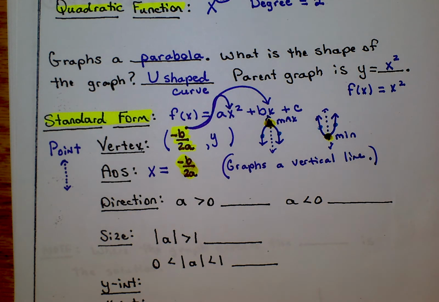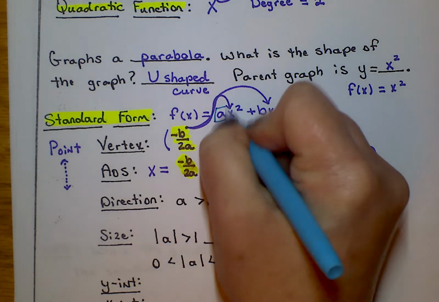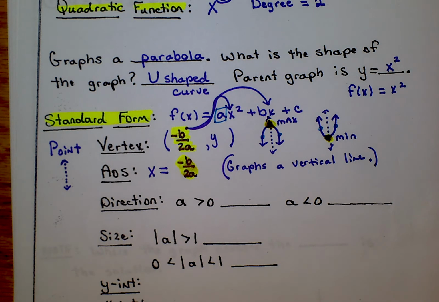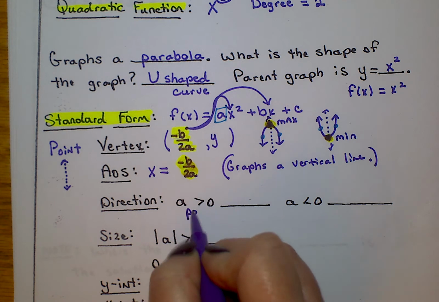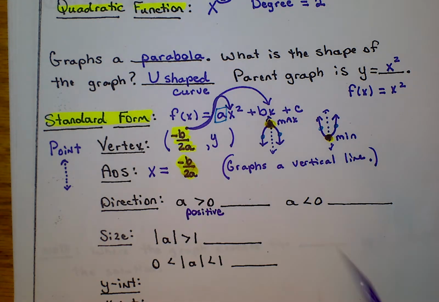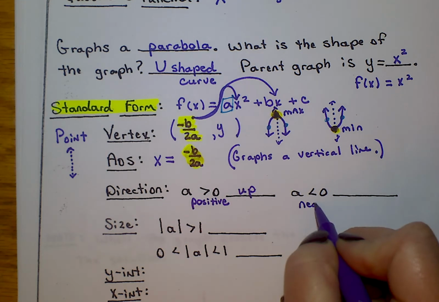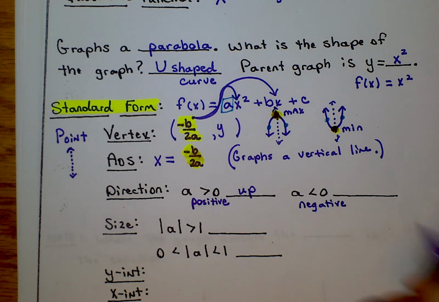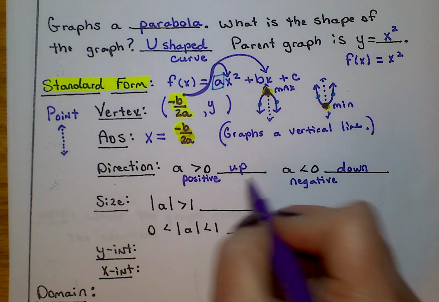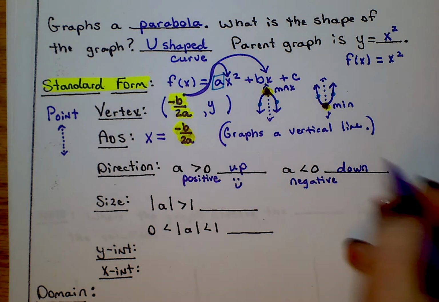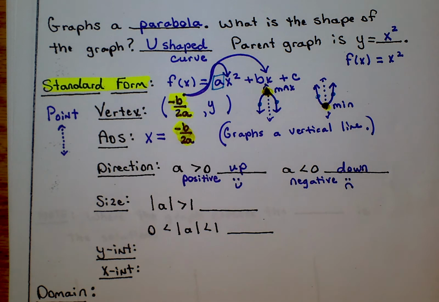The direction of the parabola depends on A, which is the leading coefficient, the one that leads the problem off when you put them in descending order. If your A is bigger than 0, that means it has positive values. So that means the parabola is going to go upward. If your A is negative and less than 0, your parabola is going to go down. So think about that in terms of a positive person who is smiling and a negative person who is down, okay?